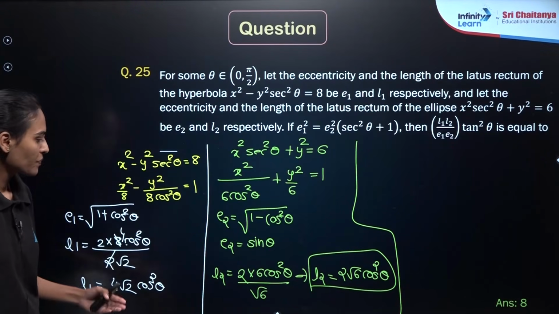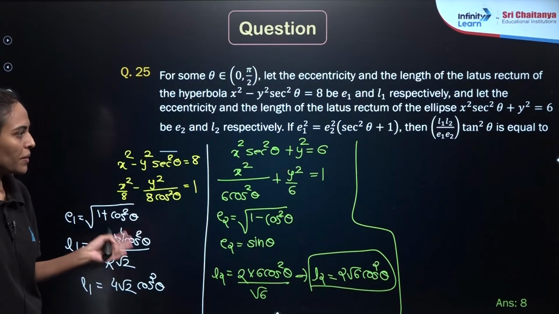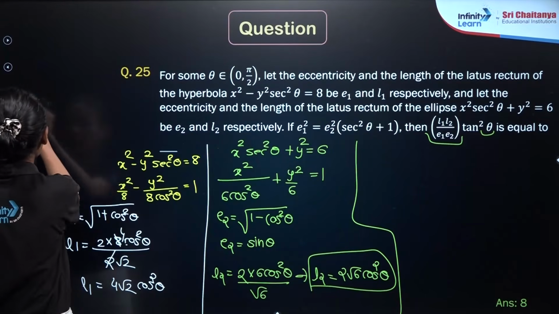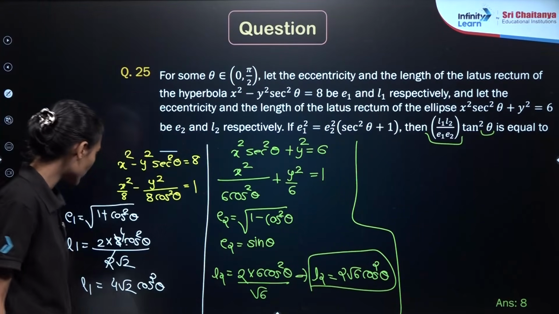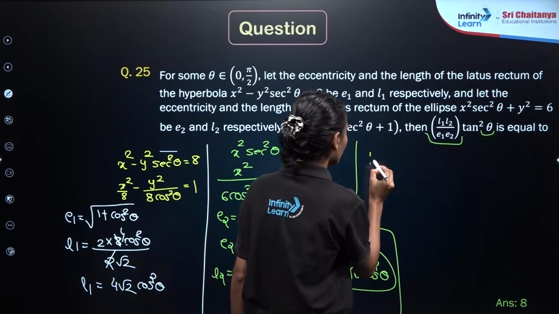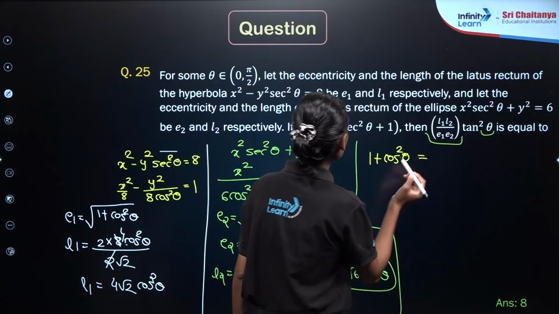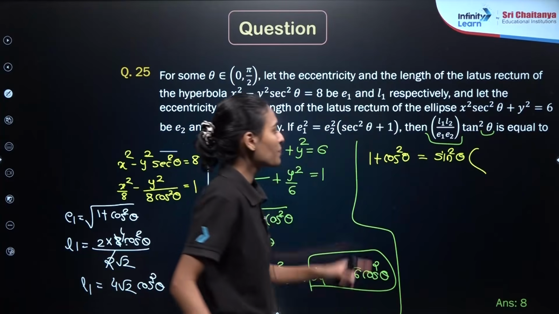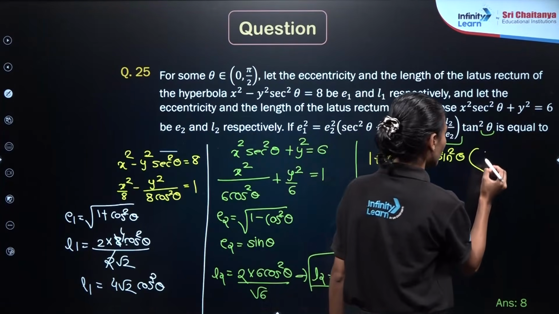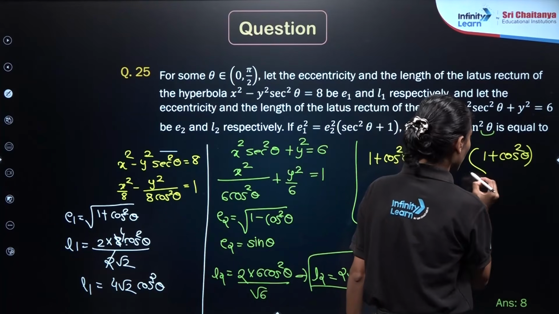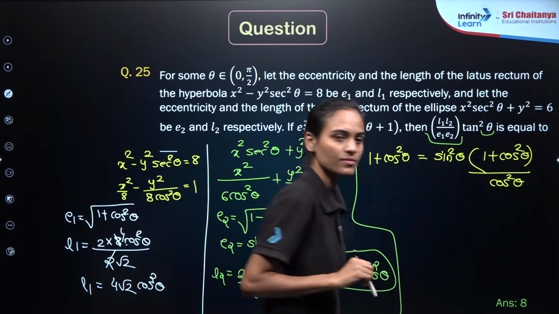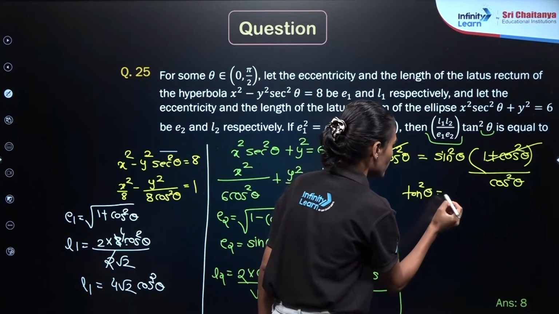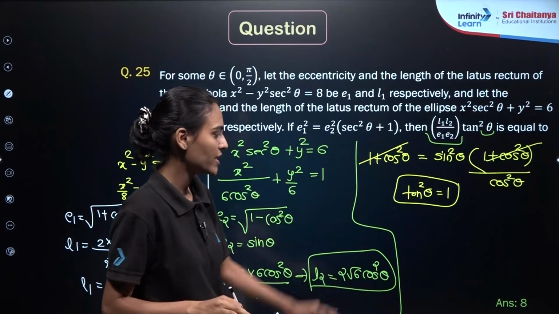Okay, we got L1, L2, E1, E2, but we need to find theta now. For that they have given the relation E1 square equals E2 square into sec square theta plus 1. E1 square means 1 plus cos square theta equals E2 square, E2 is sin theta, so sin square theta, and sec square theta plus 1 means 1 upon cos square plus 1. If you take the LCM, it is 1 plus cos square upon cos square. So here 1 plus cos square and 1 plus cos square get cancelled, and you will get tan square theta as 1. So you directly got tan square theta as 1.